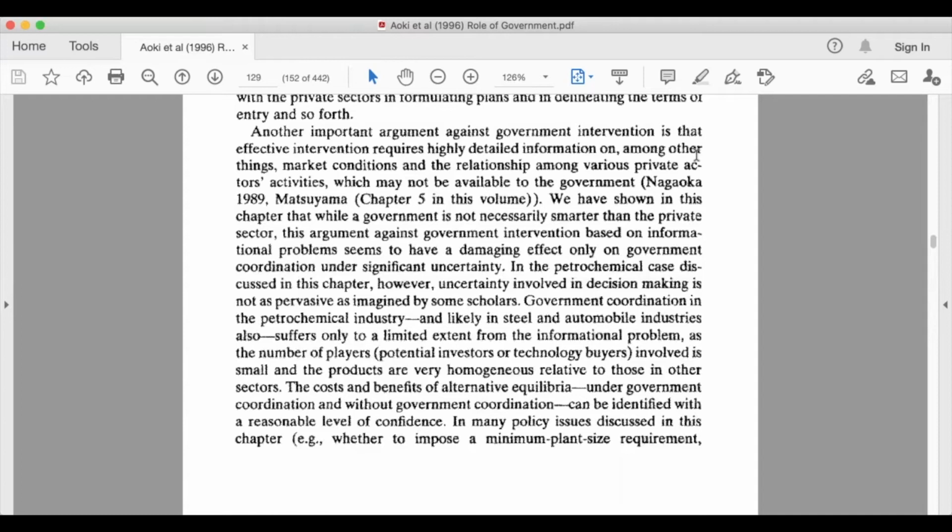place because governments can't possibly acquire all the information needed to solve these kinds of complex coordination problems. We have shown in this chapter that while a government is not necessarily smarter than the private sector, this argument against government intervention based on informational problems seems to have a damaging effect only on government coordination under significant uncertainty. In the petrochemical case that was discussed in this chapter, uncertainty involved in decision making is not as pervasive as imagined by some scholars.